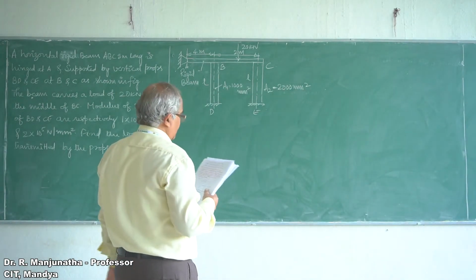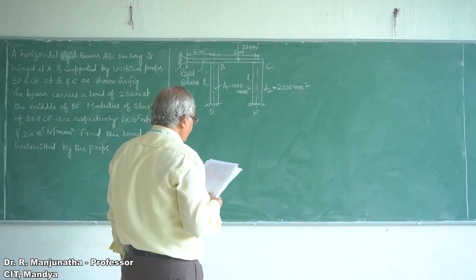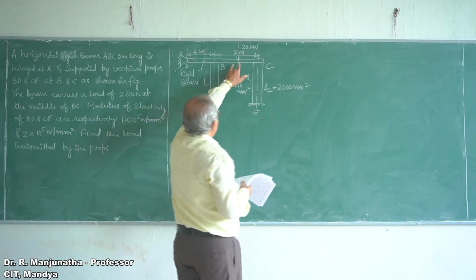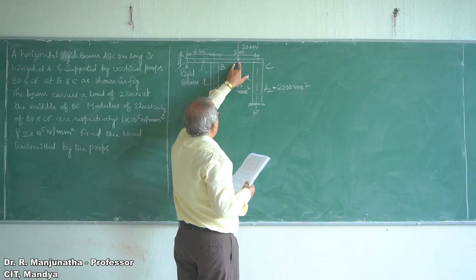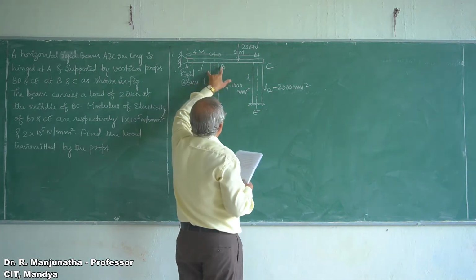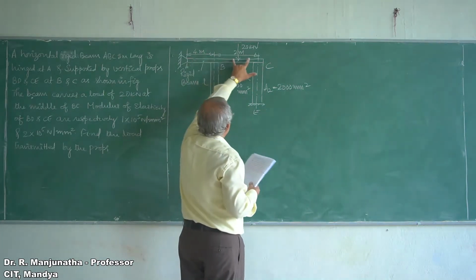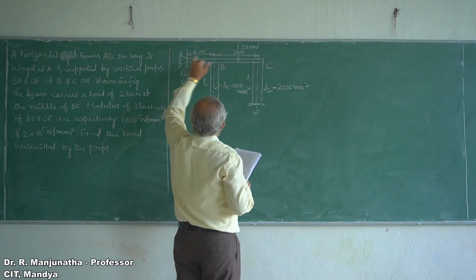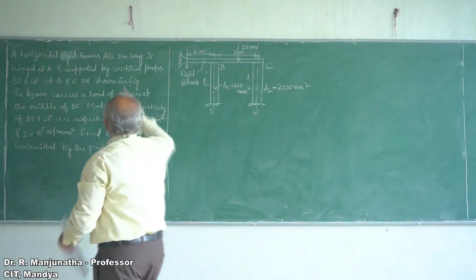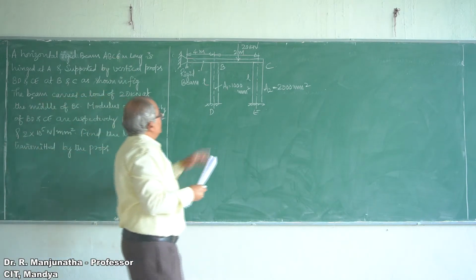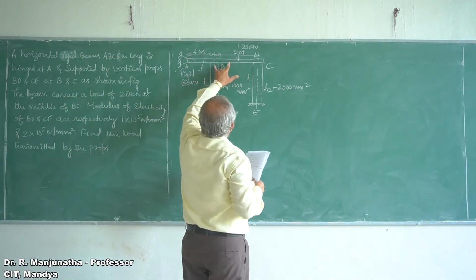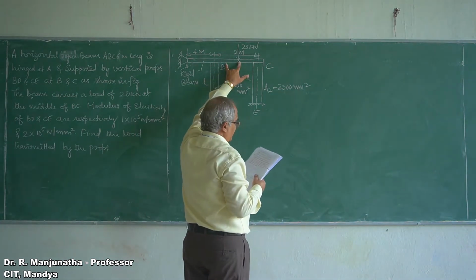The beam carries a load of 20 kilonewton at the middle portion of B and C. So that means it will be 6 meters, so the rigid beam should be 6 meters long. Here the 20 kilonewton is acting at the midpoint, the middle of BC.